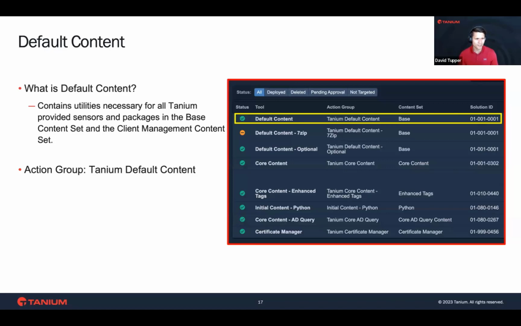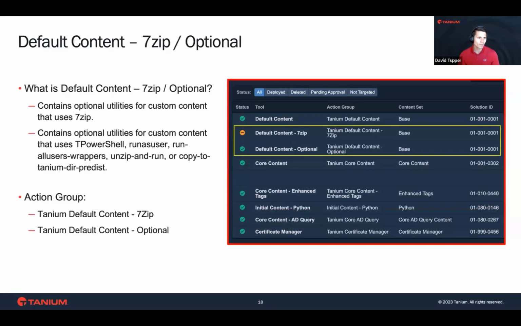The first is default content. This contains utilities, i.e. sensors and packages in the base content set and the client management content set. So if you, again, are following along at home, if you go up to administration and then to the sensors page, you search for the content set, it's going to be everything in that base and client management content set. The default content 7-zip is going to be useful for when you have custom content that needs decompression of files. It's just a built-in utility that you can use to decompress those files in your custom content.